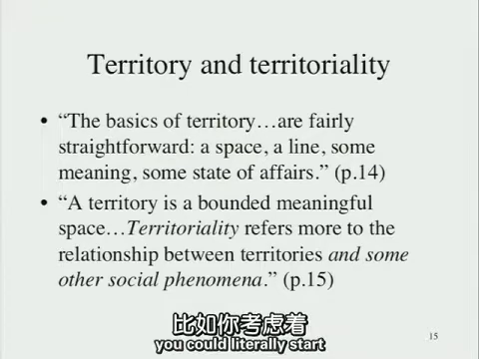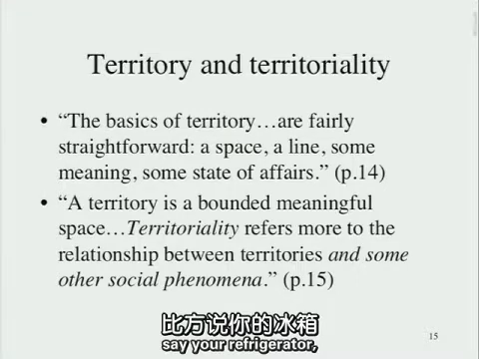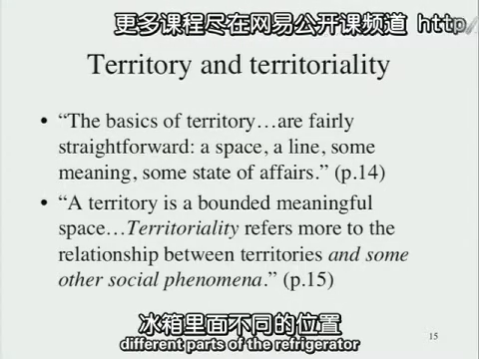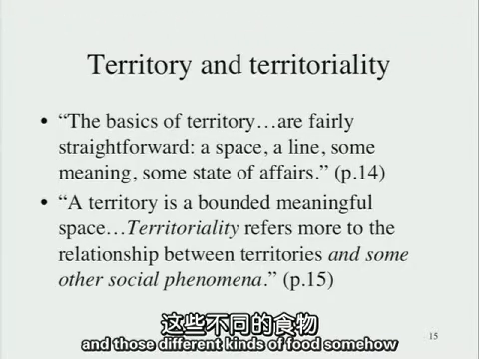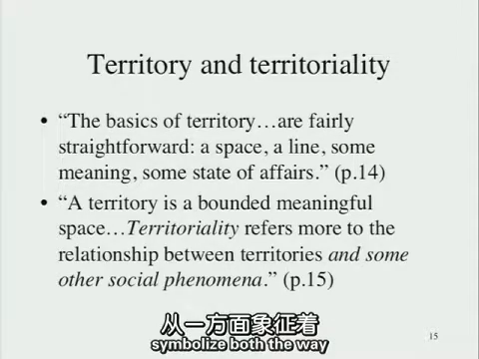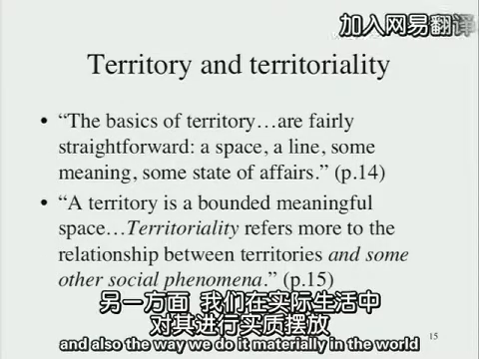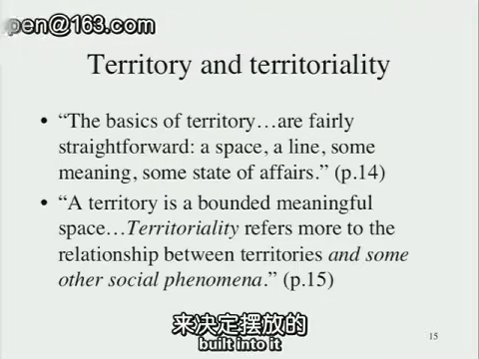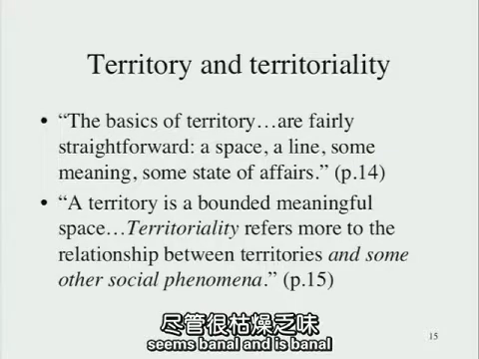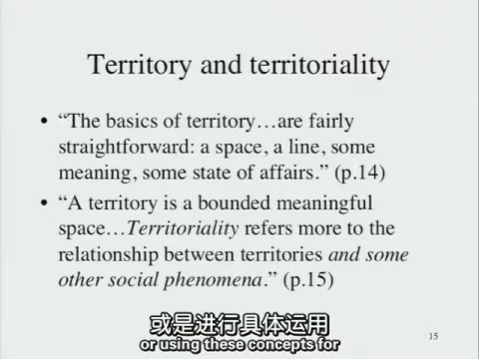You could literally start thinking about how to map, say, the inside of your refrigerator. Different parts of the refrigerator are used for different kinds of food, and those different kinds of food somehow symbolize both the way we organize food conceptually in our heads and also the way we do it materially in the world, and also perhaps the way the refrigerator itself has certain capacities built into it. And there are meanings there. Seems banal. It is banal. But that's the kind of range we could think about extending this outwards from or using these concepts for.